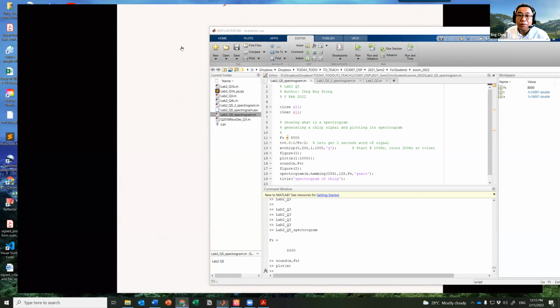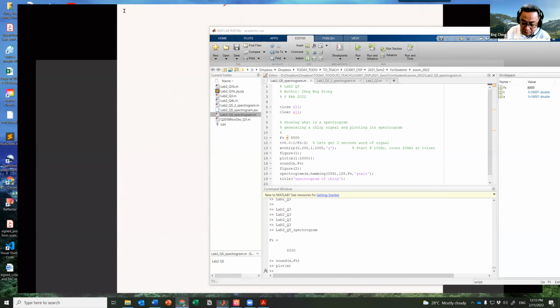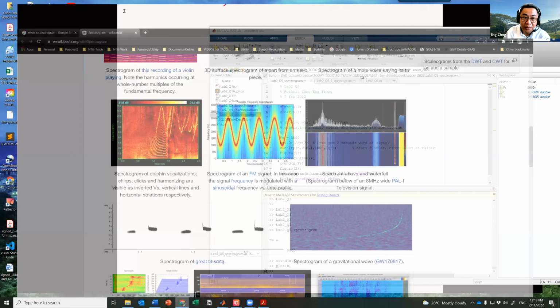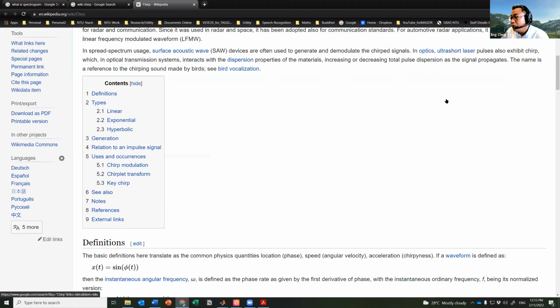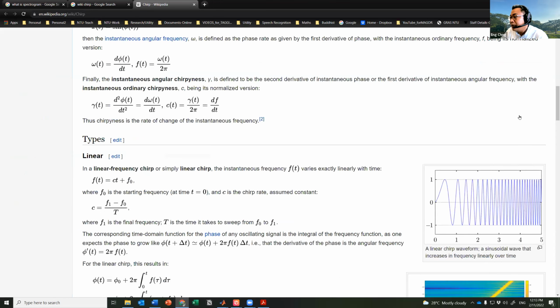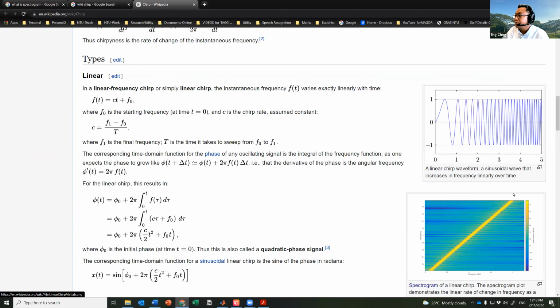So if you have no idea what a chirp is, just look up chirp on Wikipedia. A chirp signal is a signal of increasing frequency going from low to high. See, like this. Low frequency and higher and higher and higher. So it goes like this. So with this chirp signal, that's what we heard just now.